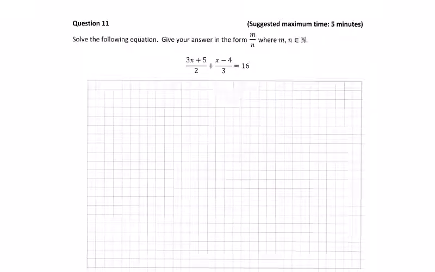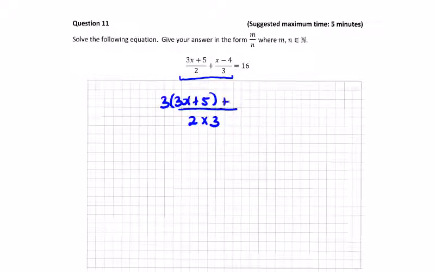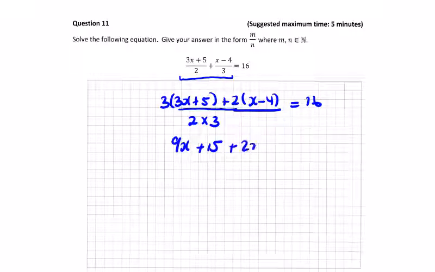In this question, like in the previous video, you might have seen algebraic expressions with no equal sign. So we're going to follow the same rules here when they're equal to something. 2 times 3 on the bottom. On top, 3 times 3x plus 5 plus 2 times x minus 4. So just rearranging it first, is equal to 16. So we're going to get 9x plus 15 plus 2x minus 8 all over 6 is equal to 16.